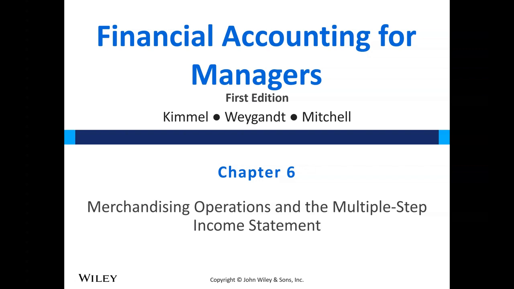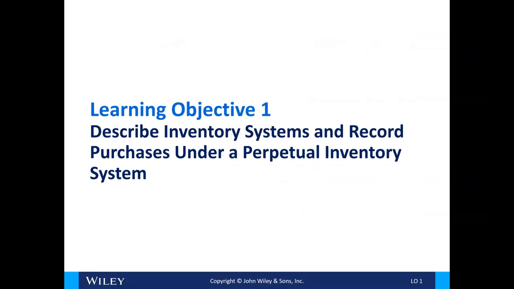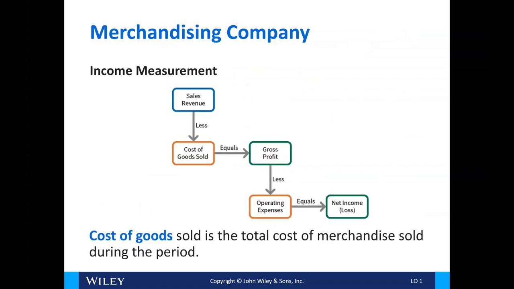All right. So we're moving into merchandising operations in the multi-step income statement. Merchandisers, of course, are companies like Walmart, Home Depot, Publix, any company that buys manufactured or agricultural products and then sells them to the consumer. So they're a middleman, basically. Those are merchandisers. So somehow we have to track inventory. How do we measure income?